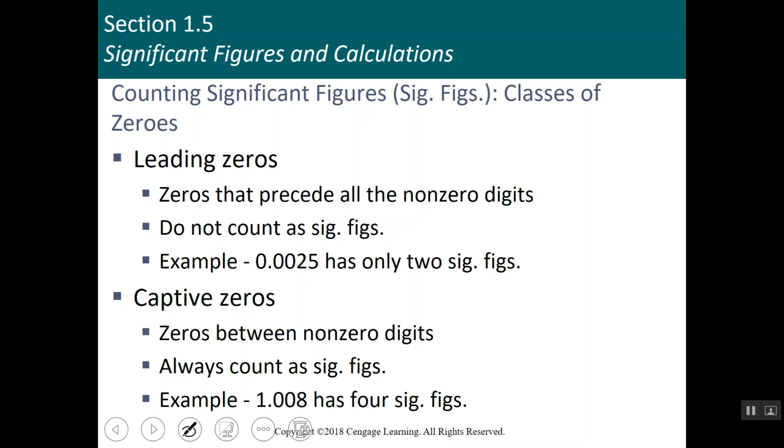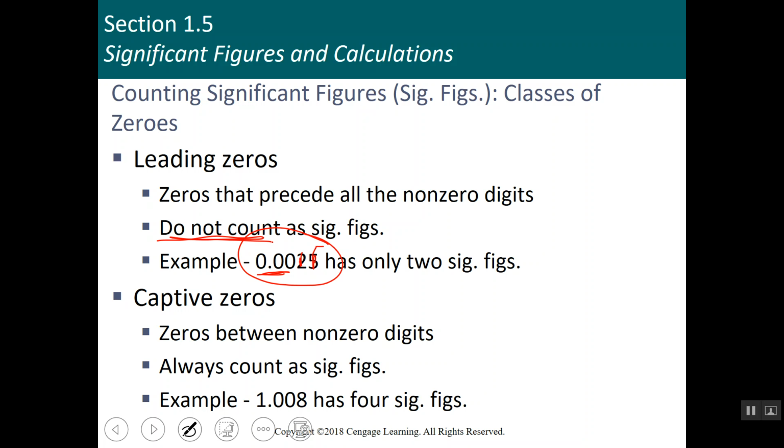If something is a leading zero, that means it precedes all non-zero digits. So they don't count as significant figures. So, for example, in this one, that one has 2 significant figures because this non-zero counts, and all 3 of those are what you call leading zeros, and leading zeros do not count.